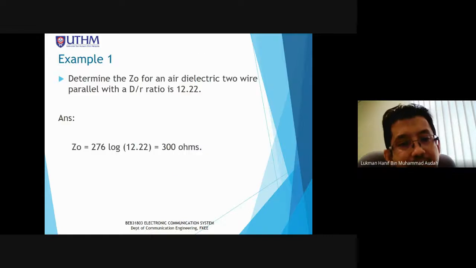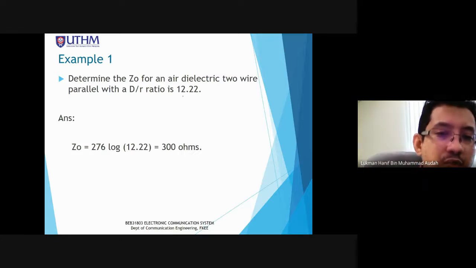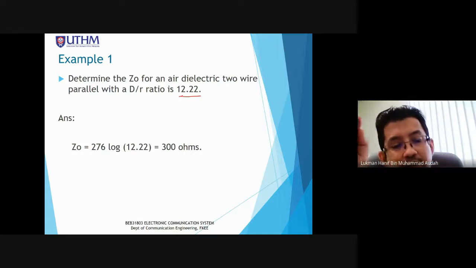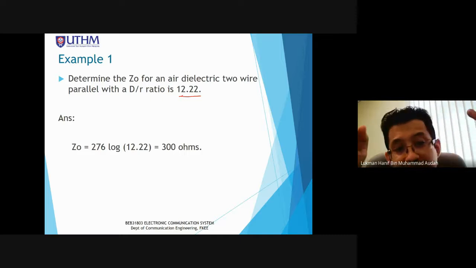Okay, dan ada example di sini. Okay, this is the example. Determine the characteristic impedance for an air dielectric 2 wire parallel with a D over R ratio is 12.22. D dalam meter, R pun dalam meter. So meter dibahagi meter, so tidak ada unit. So it's unitless, it's a ratio.